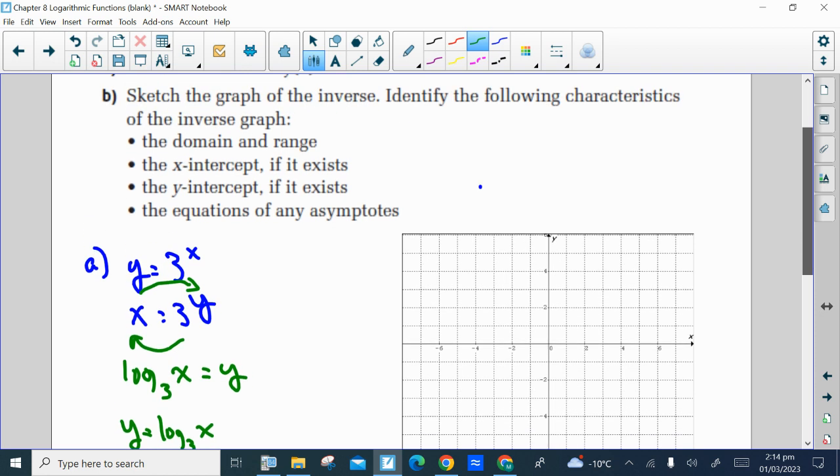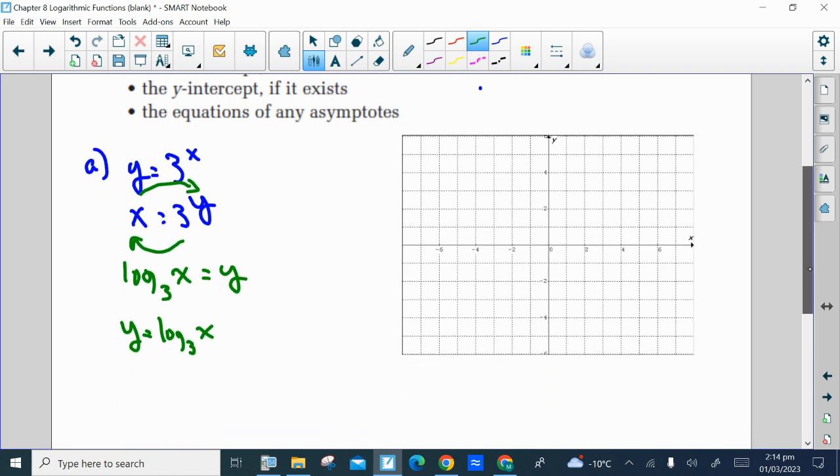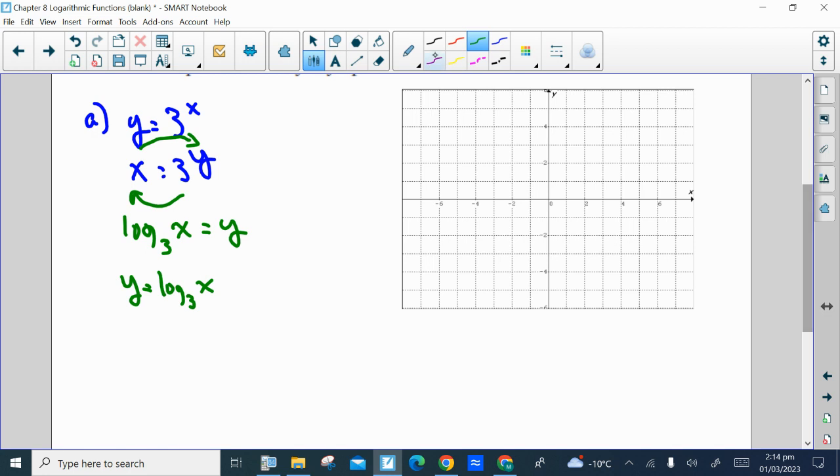Now we want to graph it. We're going to sketch the graph of the inverse and identify the following characteristics. So to sketch the graph of the inverse, I would start with points on the original graph. I'm going to get points on the graph of y equals 3 to the power x. That's our original function. I'm graphing y equals 3 to the x by getting a table of values.